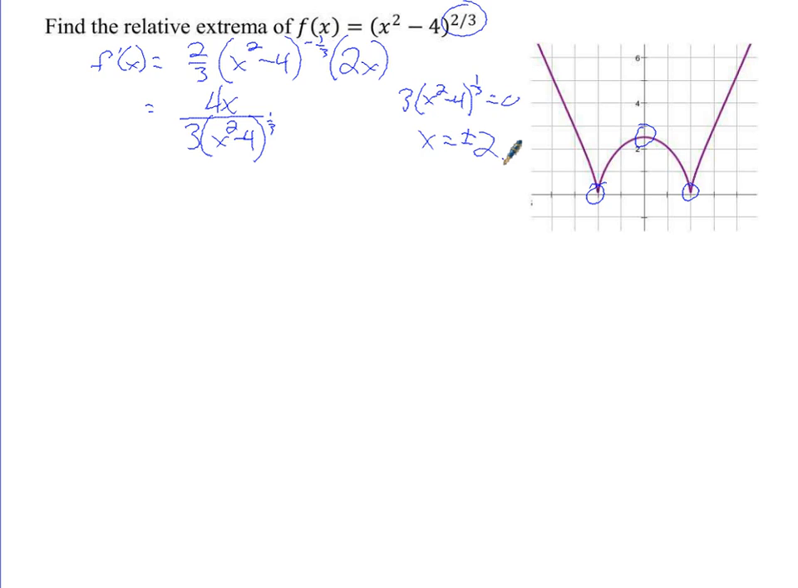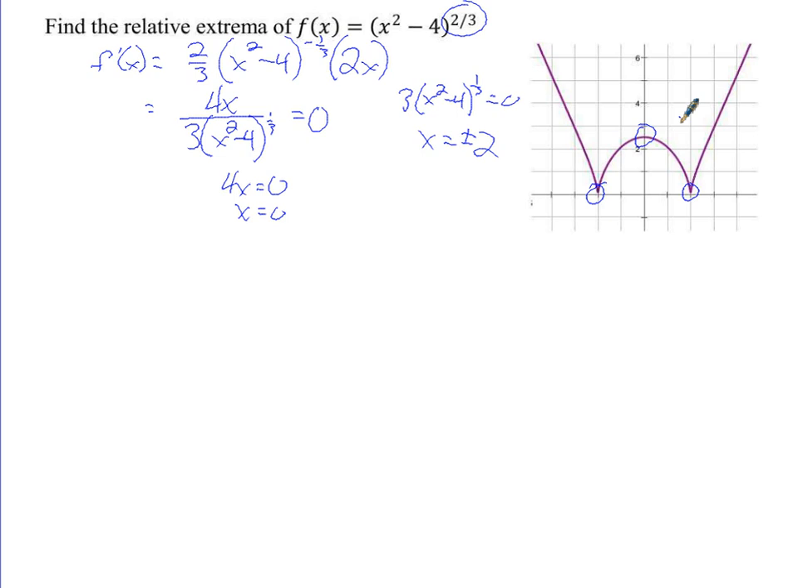Those are critical numbers. We also have one more that we can find by setting the derivative equal to 0. So we set this equal to 0, and then what do we do? Multiply both sides by the denominator, and the denominator disappears, and I'm left with 4x equals 0. So x equals 0 is my third critical number. Now if I look back at the graph, it does look like plus or minus 2 is going to give me these two guys right here, and then 0 is going to give me that guy right there. Those are the 3 critical numbers that I needed. Okay?